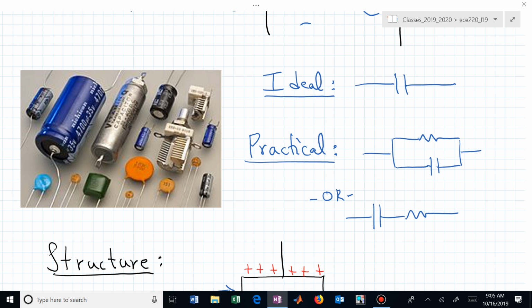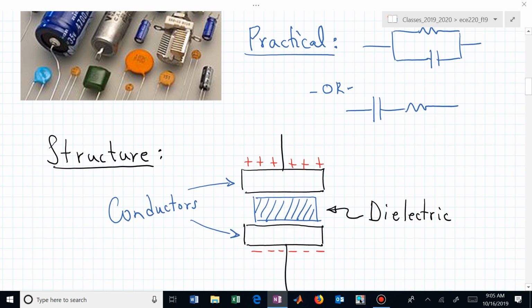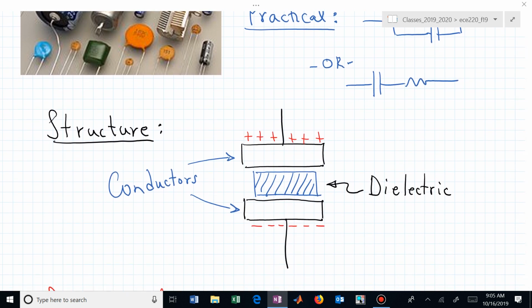The structure is, this is one structure, but this is the one that's maybe the cleanest to think about: you have two conductors separated by a dielectric. And you are pushing charges, displacing charges on and off those two conductors. There's no flow through that dielectric.